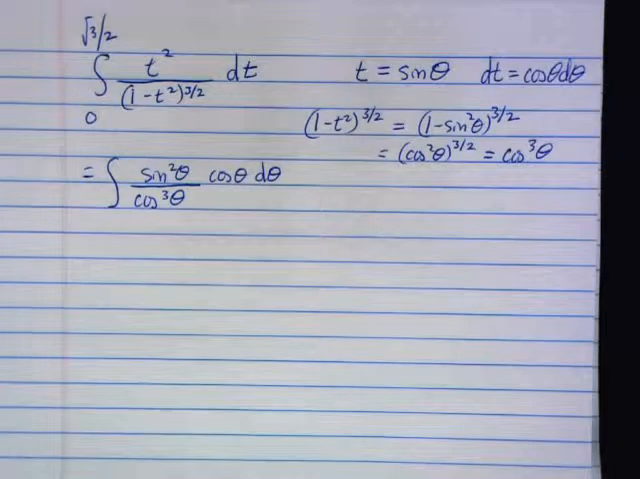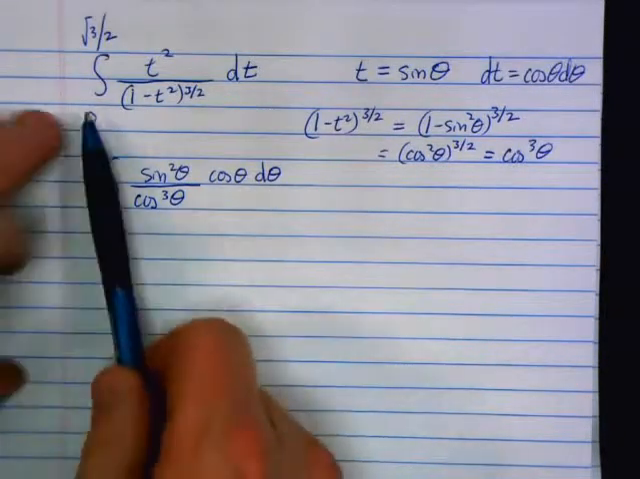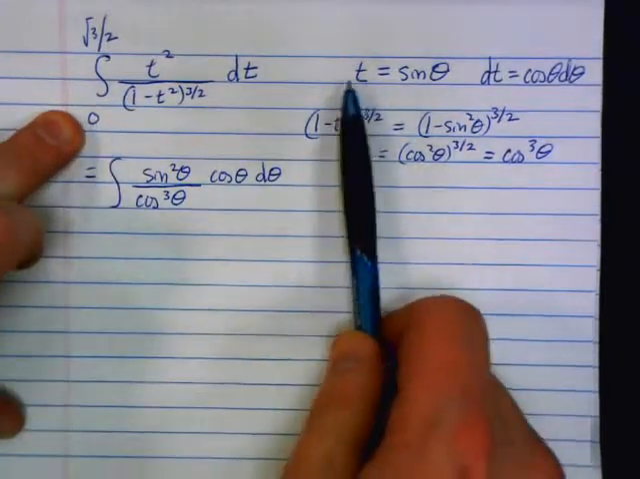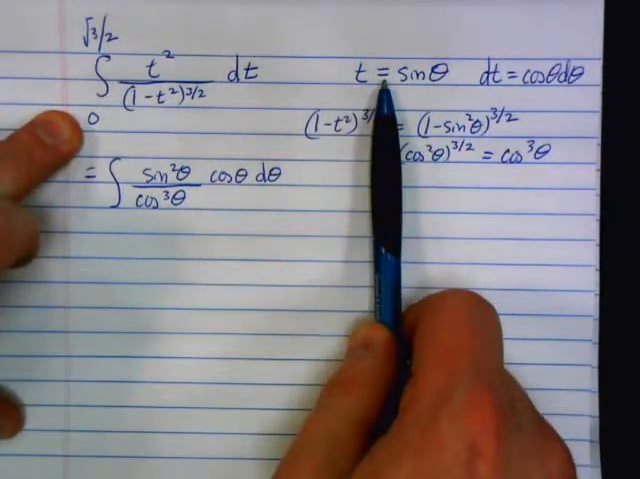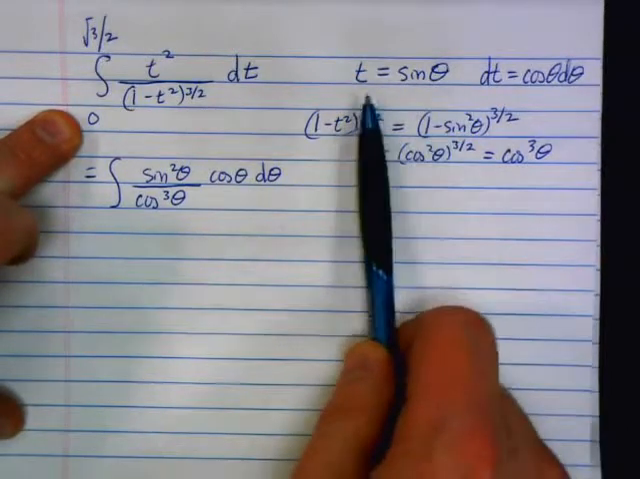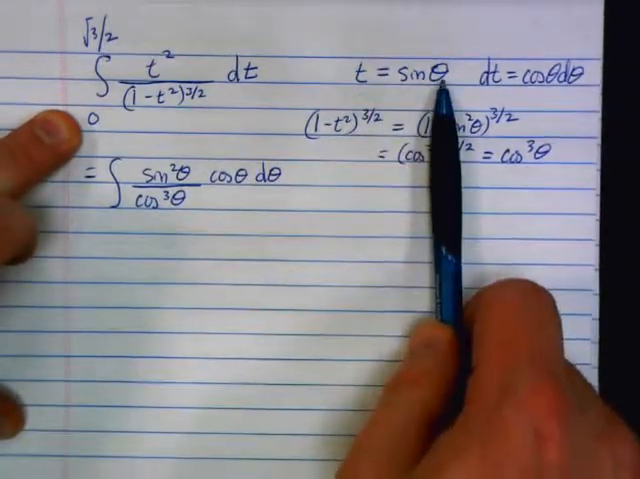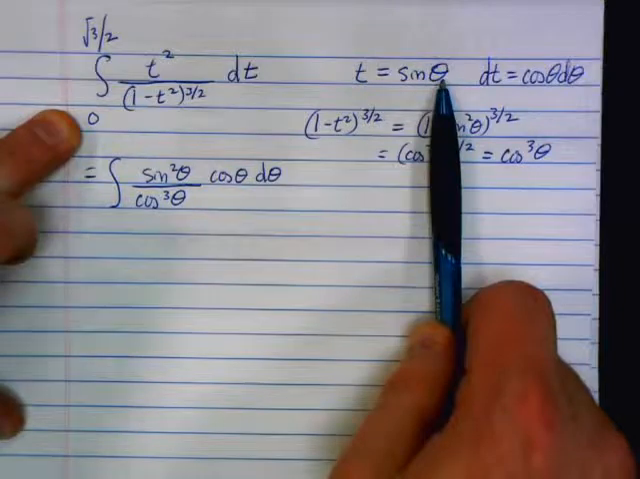Now we're going to fiddle with the numbers. So remember that this is a t number, 0. So I have 0 equals sine of theta. So if 0 equals sine of theta, what does theta have to be? 0, because sine of 0 is 0.